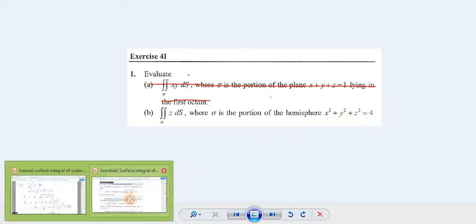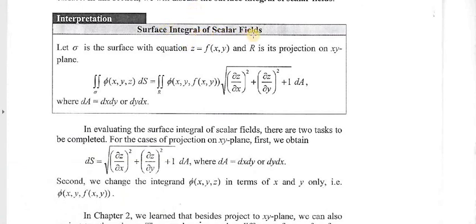Let's look at how we should solve the surface integral of a scalar field. If you have a surface, you have to rewrite the equation of your surface so that z is on the left hand side and xy is on the right hand side. This is chosen when you use the xy projection. Next, we find the partial differentiation of z with respect to x and with respect to y. So for the surface integral of a scalar field, we have to transform the double integral into this format.